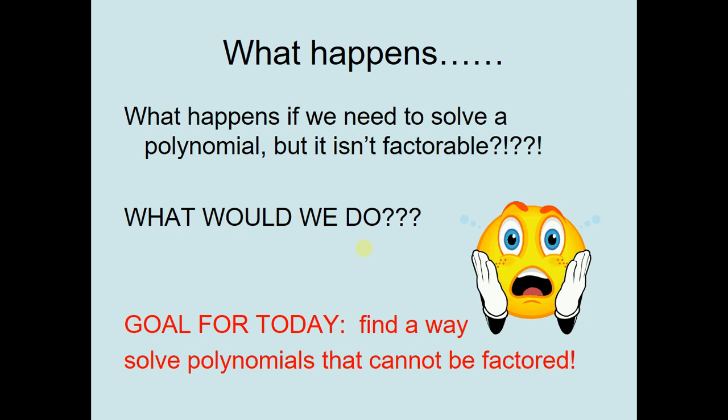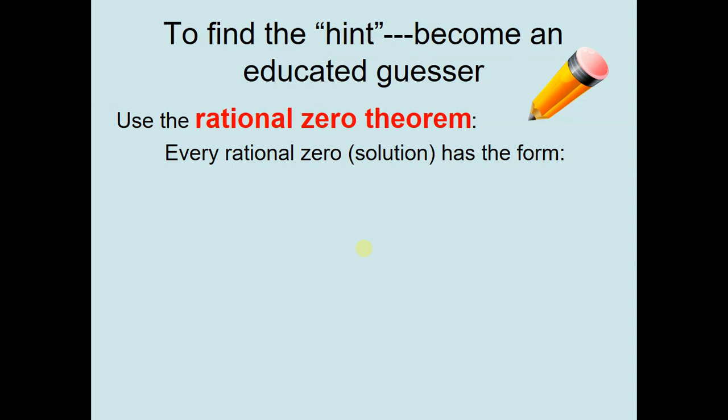What are we going to do? How are we going to solve those? So today is to find a way to solve a polynomial that cannot be factored. Factoring is going to be needed at the end of the problem, but not definitely at the beginning. So you're going to need to find a hint.